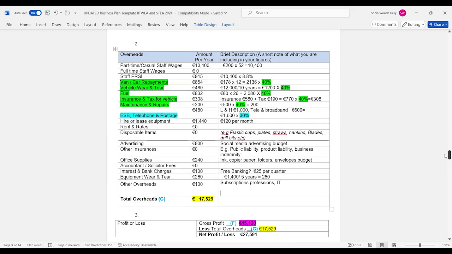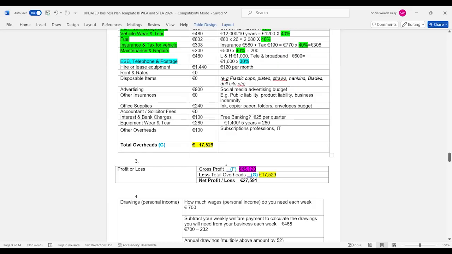So at this stage now, the income has been estimated for the business, the sales has been estimated, the cost of sales has been estimated, the materials, and also my other expenses. So I'm now ready to put these pieces of information together to get my overall profit or loss for the first year in business.